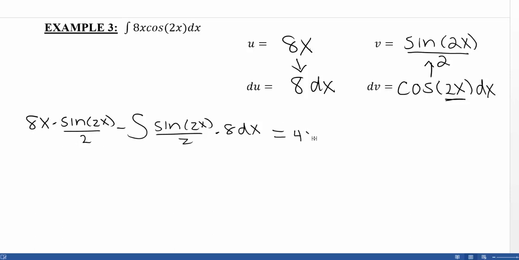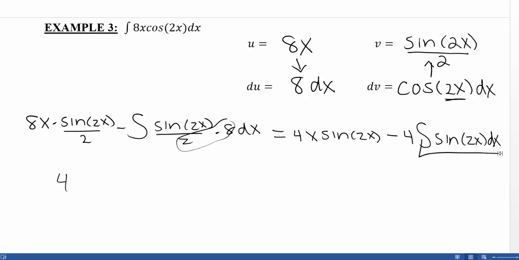So I'm going to write that as 4x sine 2x minus, now here again I have an 8 over 2, which is going to be 4. So I'm going to pull that out front. So I have 4 sine of 2x dx. So now I want to take the antiderivative here of this integral.